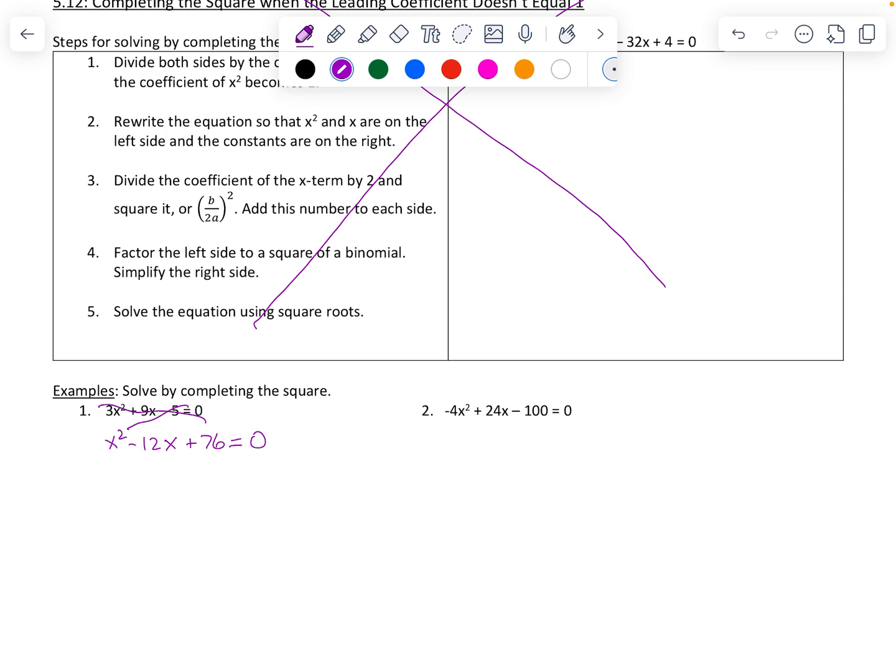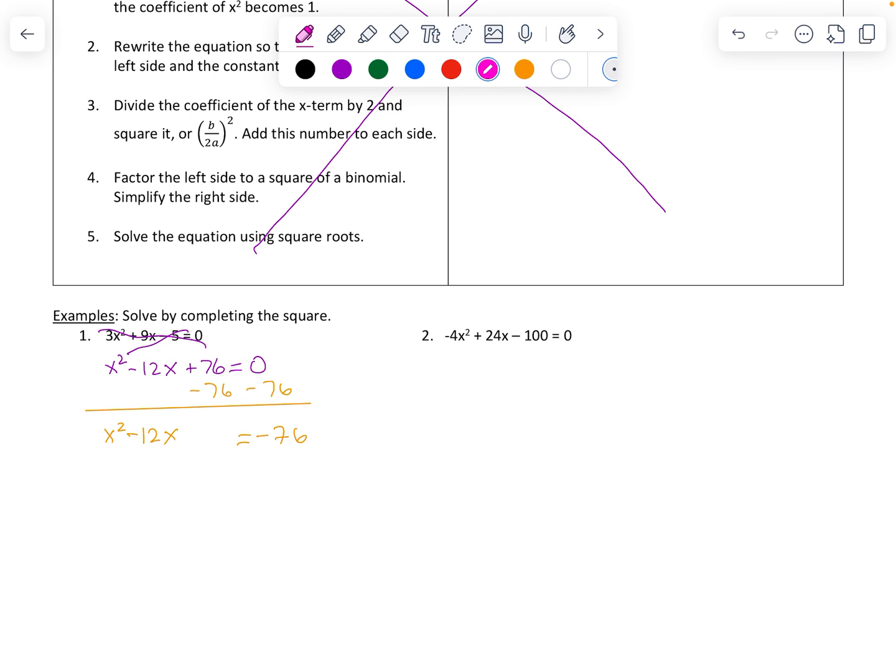So for this problem, the first thing that we do when we use completing the square is we move over the constant number, just so that we have only x squared and x terms on the left side. So I get x squared minus 12x is equal to negative 76. You'll notice I left a blank, I left a space.